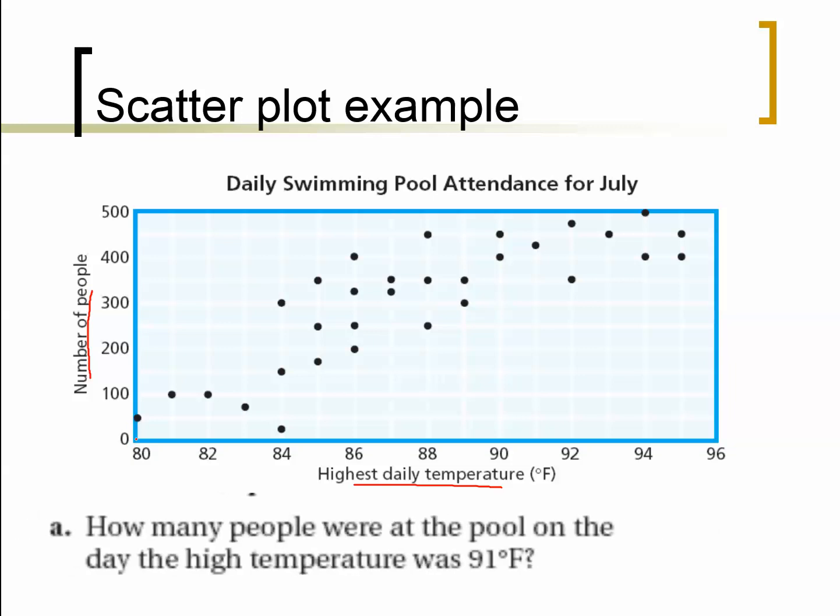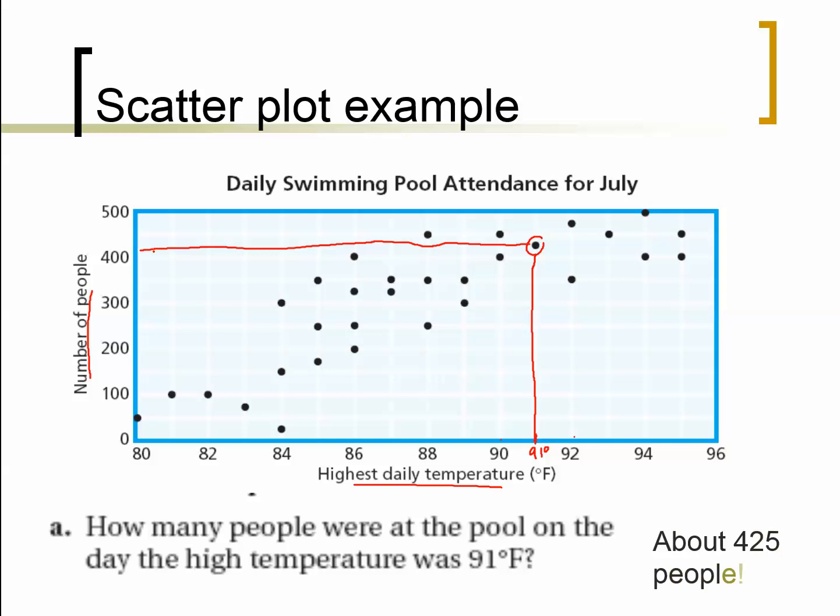How many people were at the pool on the day the high temperature was 91 degrees? So between 90 and 92, I would see 91 would fall here on the x-axis, and so I'm going to find a point that falls on that line. Once I find that point, I want to go to the y-axis to estimate the number of people in attendance that day. So we can estimate about 425 people.